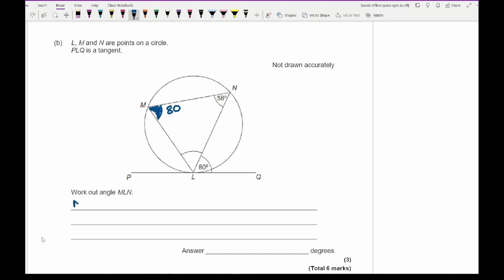So let me just write that down. So LNML, which is equal to LMN, equals 80 degrees, and the reason for that is the alternate segment theorem, or AST I could write.